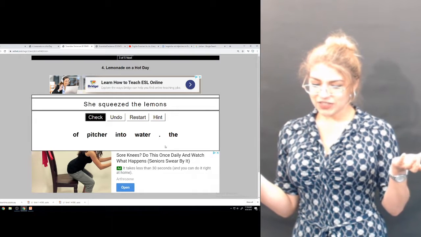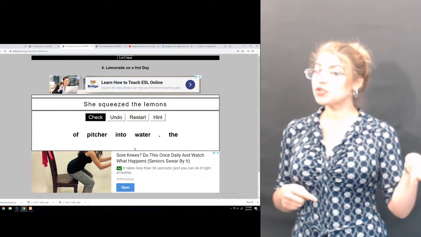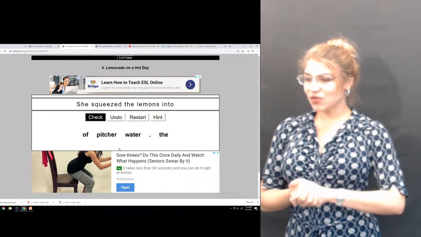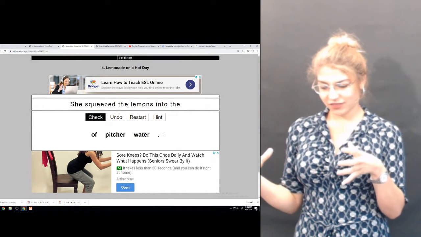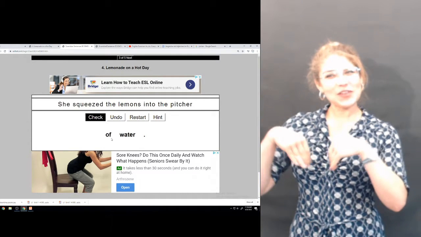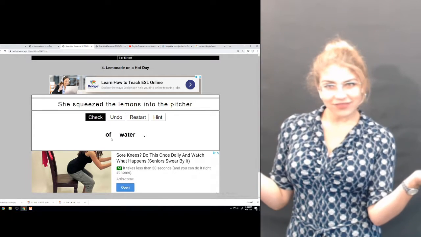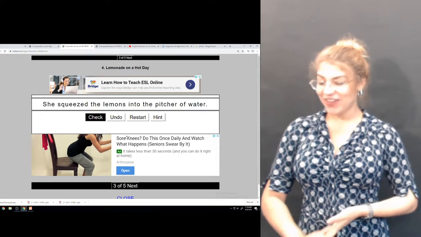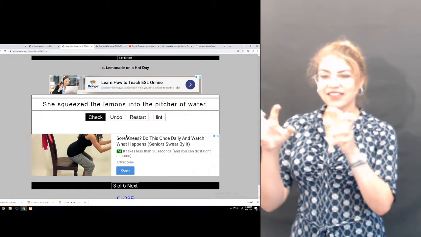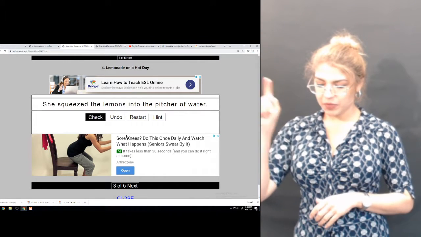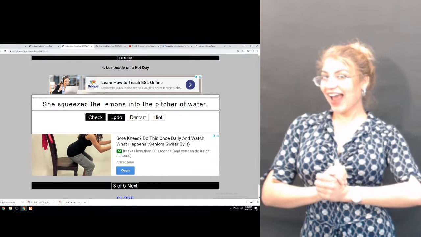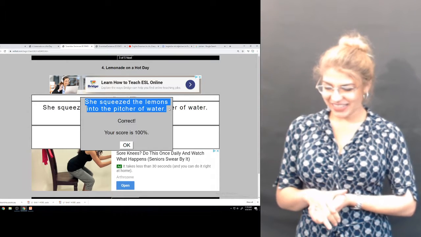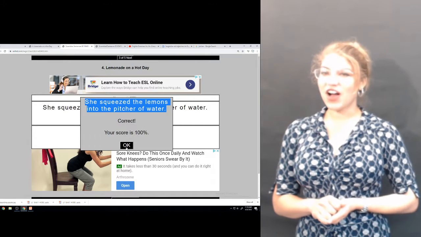Where? Where did she squeeze the lemons? Into what? Into the pitcher. Good job, Carlita. Into the pitcher. ¿De qué? The pitcher of what? Of water. All right, so let's put that whole big sentence together. That was a nice $5 sentence right there. She squeezed the lemons into the pitcher of water. Punto. Period. And, are we ready? Did we get it correct? 100%. She squeezed the lemons into the pitcher of water.